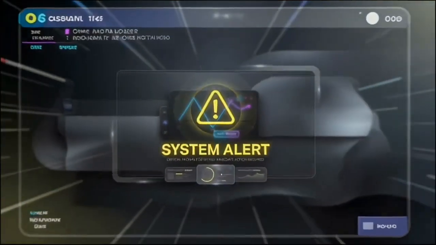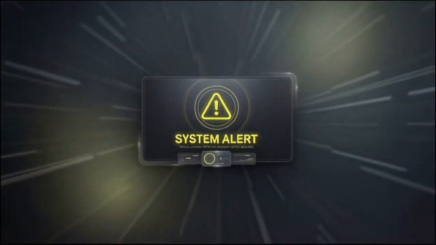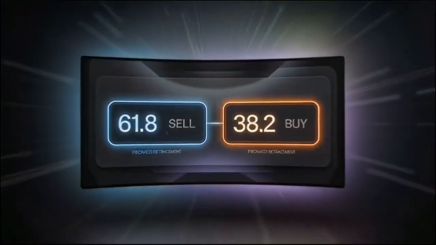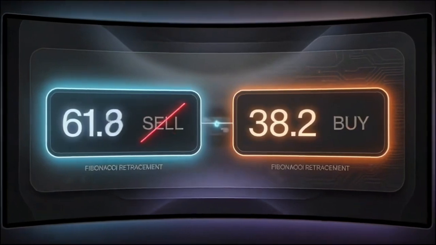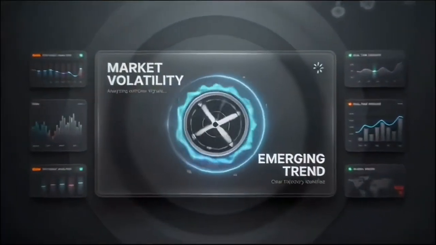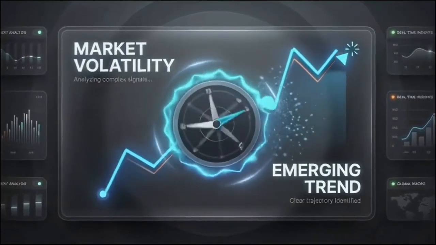One warning before the close. The choppiness index tells you the condition of the market, never the direction. Above 61.8 does not mean sell, and below 38.2 does not mean buy. It means stand aside or press. Direction always comes from your other tools.